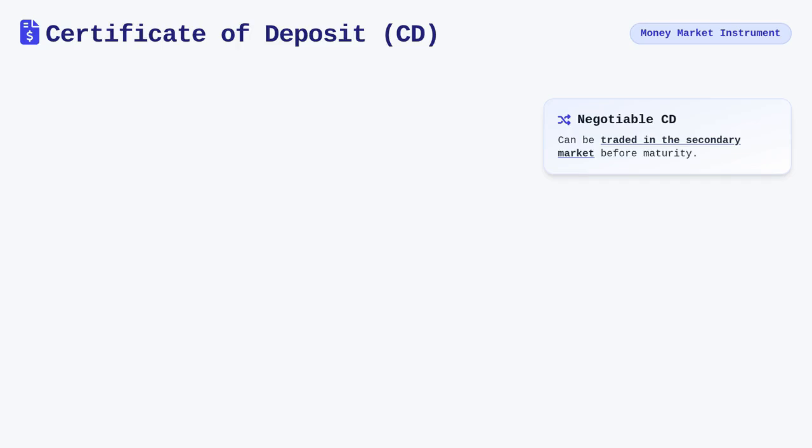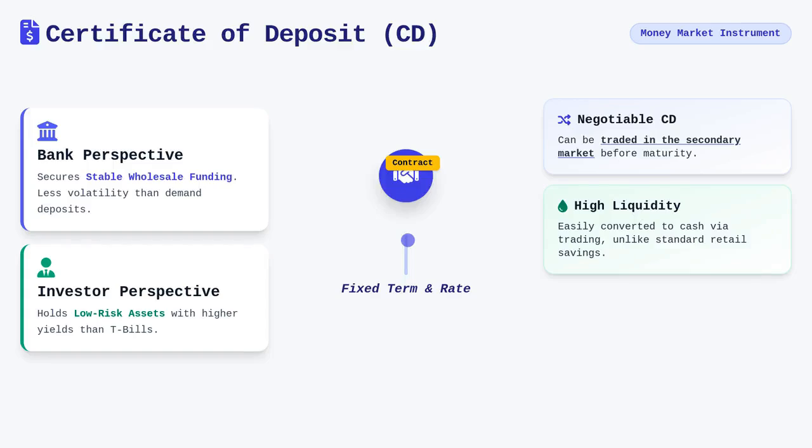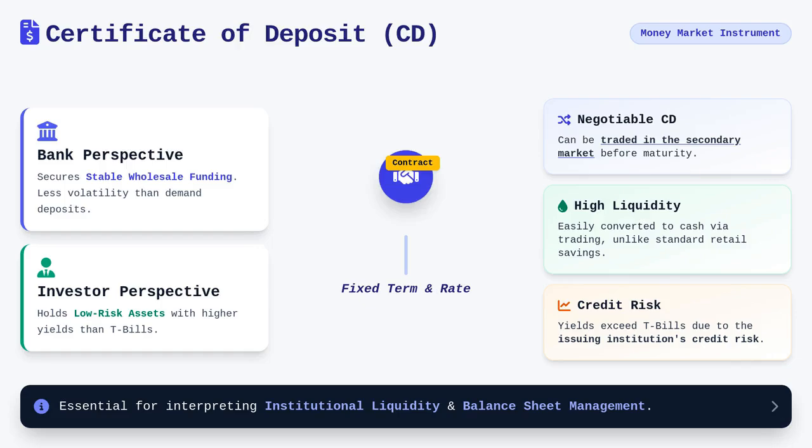Because these instruments are negotiable, they provide the issuing bank with a more stable form of wholesale funding compared to demand deposits, which can be withdrawn at any time. When a bank issues a CD, it effectively enters into a contract to pay a specified interest rate over a fixed term. Investors, in turn, hold these certificates as highly liquid, low-risk assets that often yield more than treasury bills due to the underlying credit risk of the issuing institution. Understanding these mechanics is essential for interpreting institutional liquidity and bank balance sheet management.